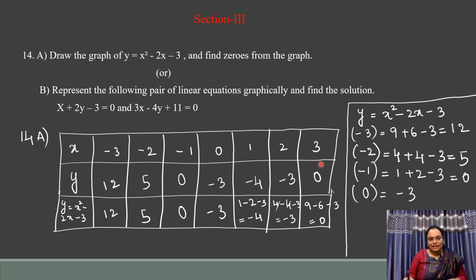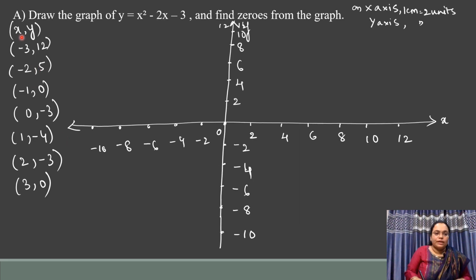Now let us plot a graph. So the first point is minus 3 and 12. So minus 3 on the x-axis and 12 on the y-axis, and it is here. The next one is minus 2 and 5. Minus 2 on the x-axis and 5 on the y-axis, which is here. The next one is minus 1 and 0. Minus 1 and 0 is here.